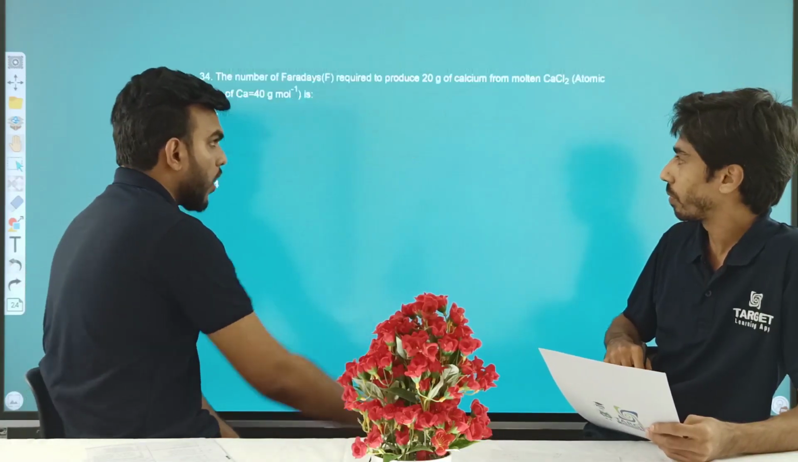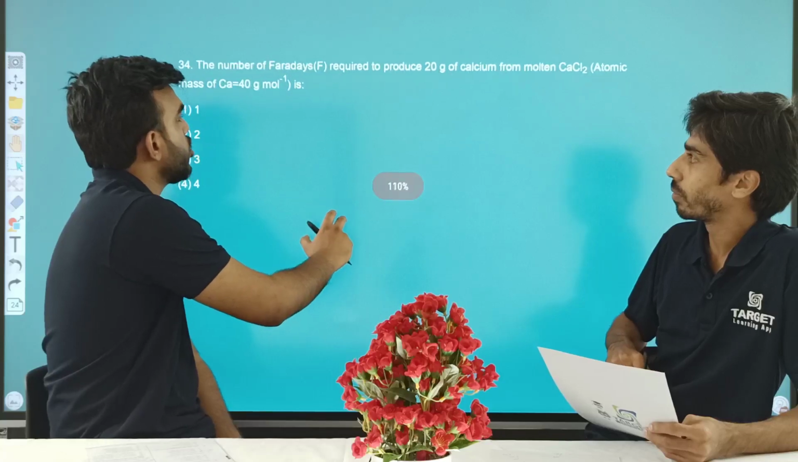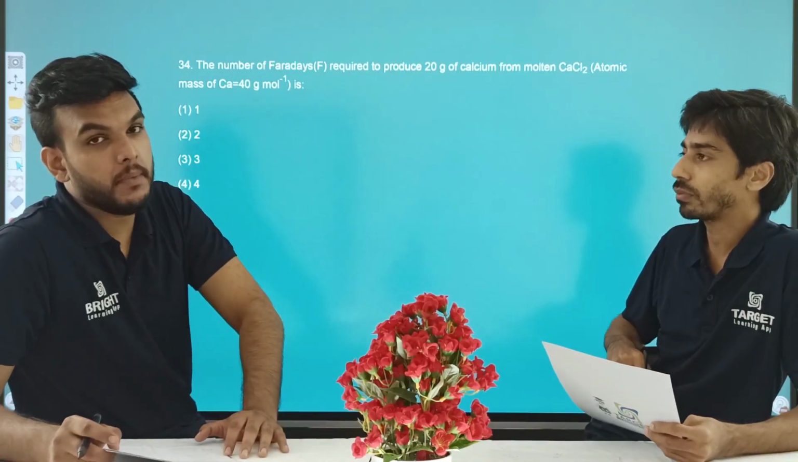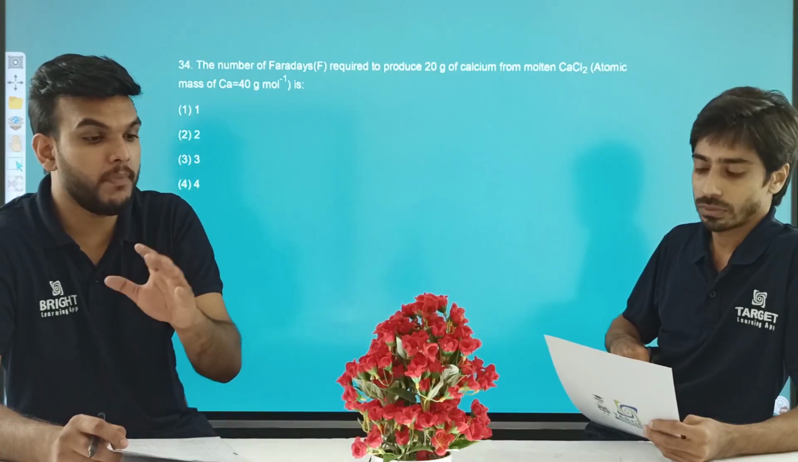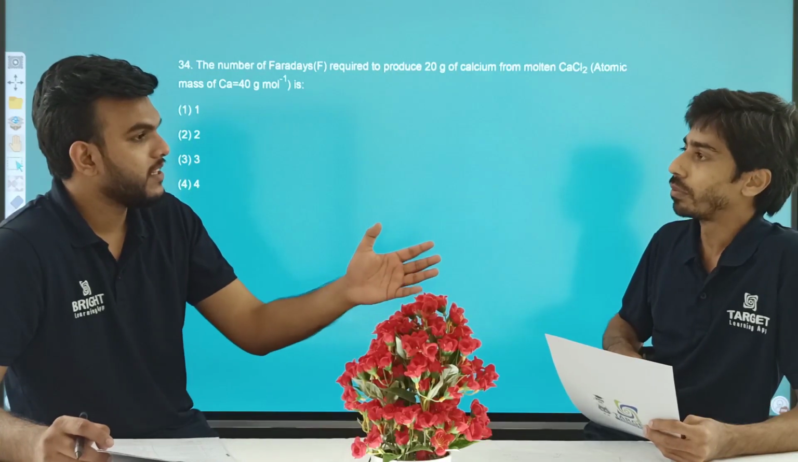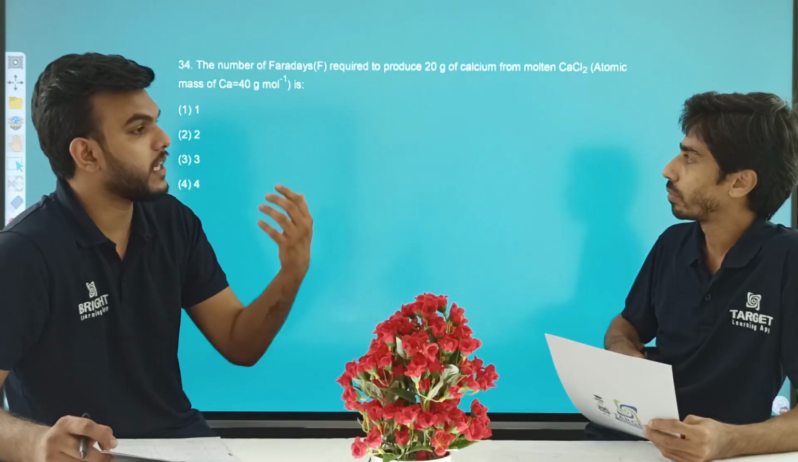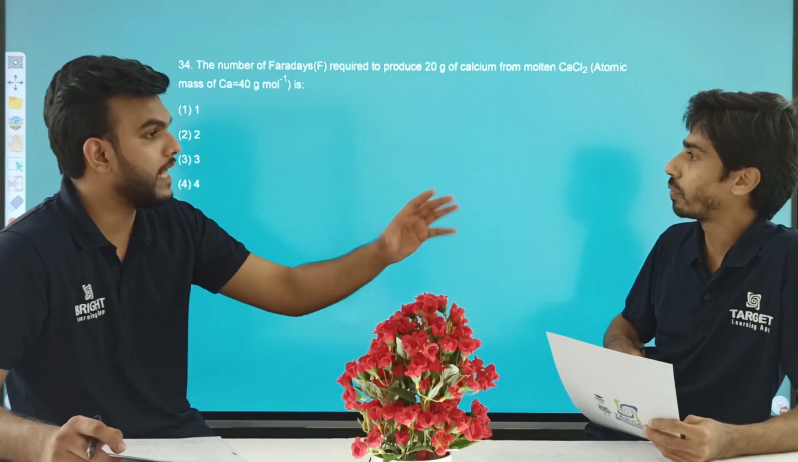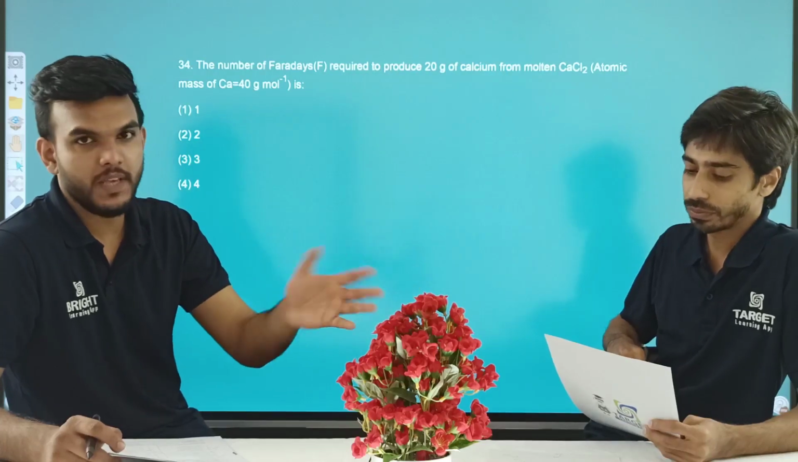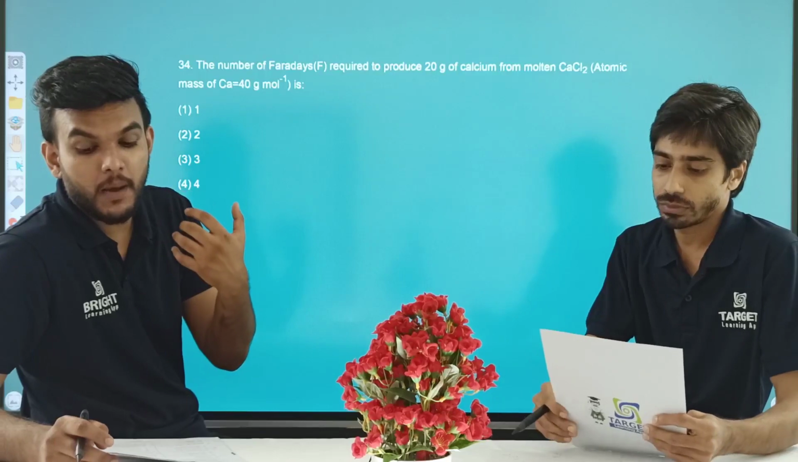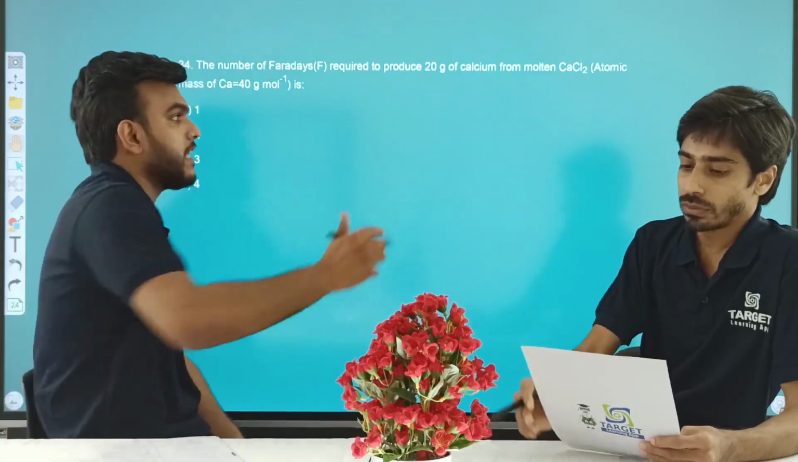So when we go to our next question, the question is about the number of faradays. If it is coming that farad, we can see it before in batteries, like the lead storage battery. This concept is purely given in the concept of farad with respect to the electrons, Faraday's law. The number of farad required to produce 20 gram of calcium from molten CaCl2.